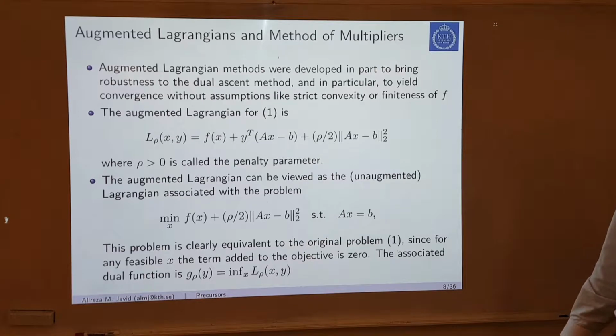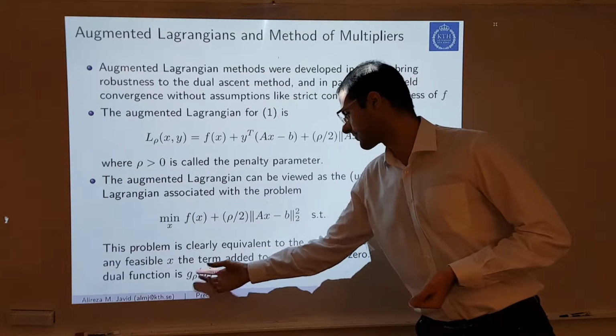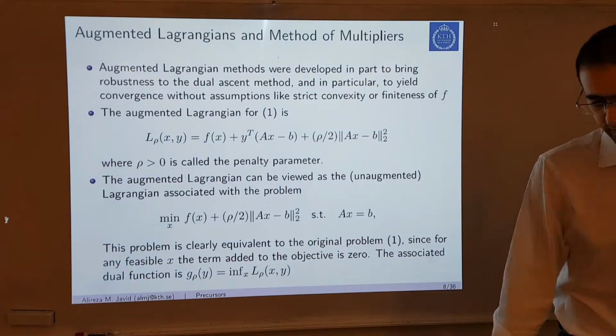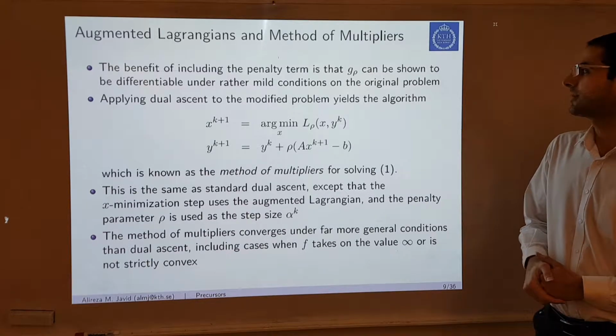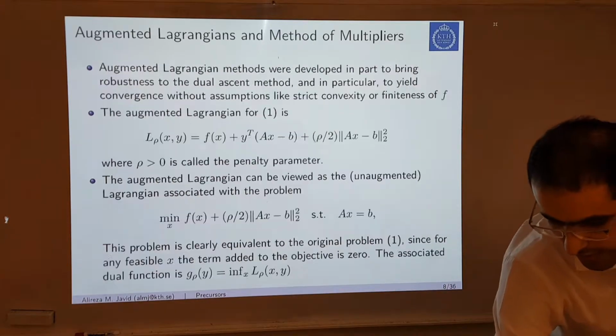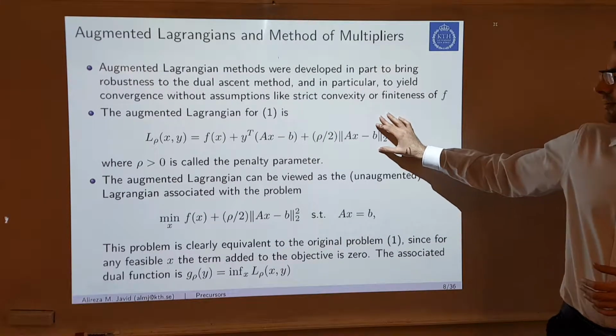Therefore, the associated dual function we define as g of rho, which is the infimum of L of rho, because we have a rho parameter. The benefit of including a penalty term is that this Lagrangian will be differentiable under rather milder conditions.